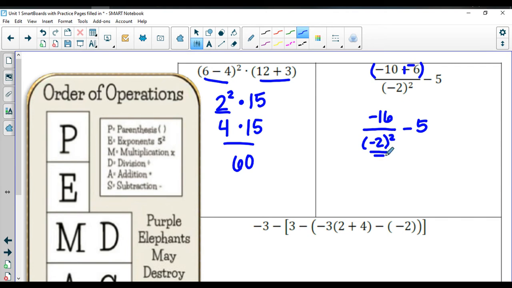Let's take care of this negative 2 squared. The negative 2 is in parentheses, so remember that means I'm doing negative 2 times negative 2, which is going to give me a positive 4 minus 5. So division, subtraction. I'm going to do division first. So negative 16 divided by 4 is a negative 4 minus a 5. Subtracting integers, first number stays, addition, opposite. So negative 4 plus a negative 5 will give me a negative 9.